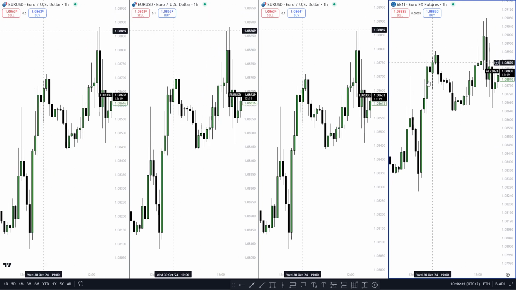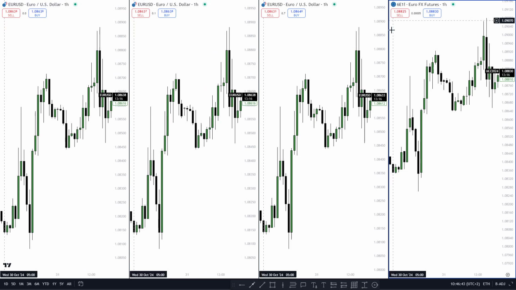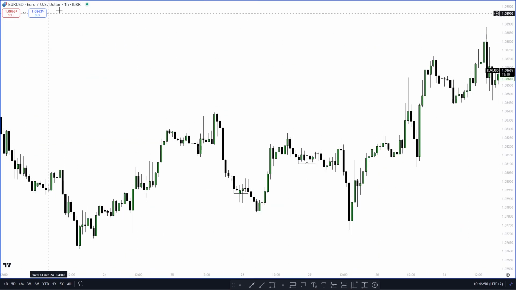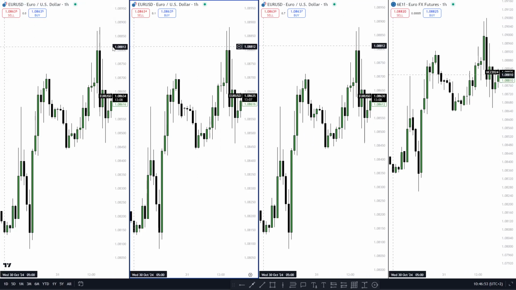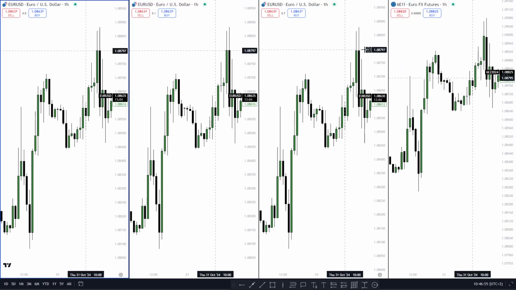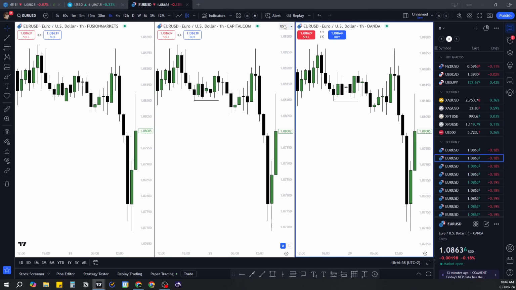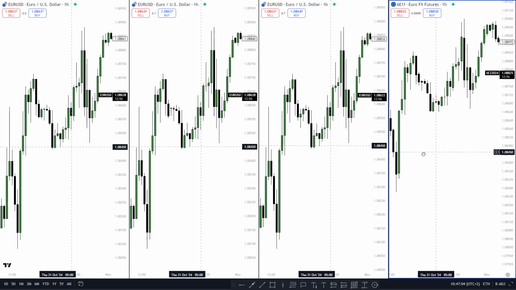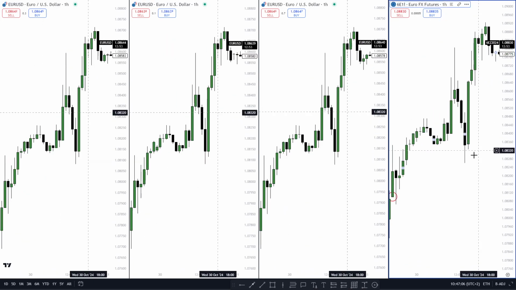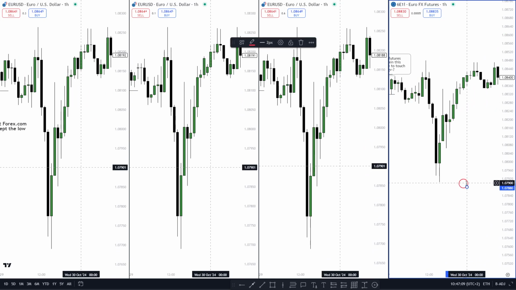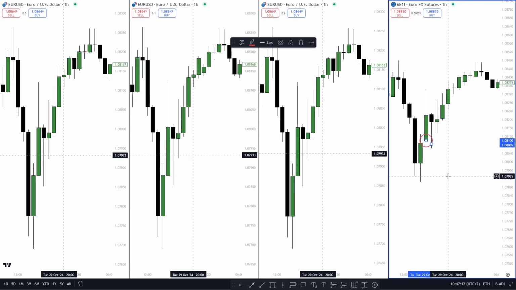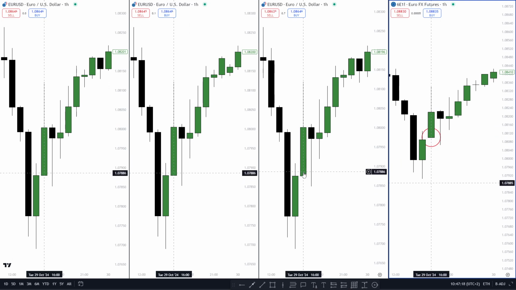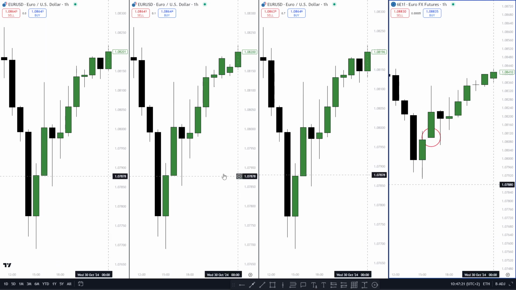Now, you don't see the names here, only if I open them. So this is FXEM, this is IBKR, Interactive Brokers, and this is Forex.com. And on the right, I have more brokers, but these brokers are the most popular. So let's find out. Something to notice is, okay, this is the volume imbalance that you can see on the futures on 6E, but you can't see on the Forex.